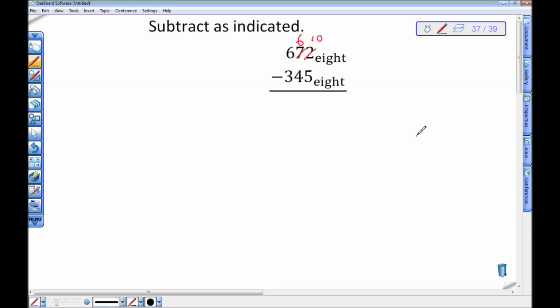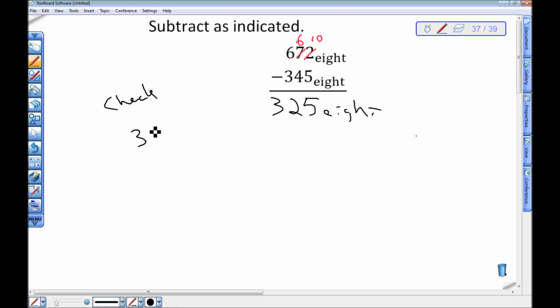I don't need to borrow anymore. 10 minus 5 is 5. 6 minus 4 is 2. 6 minus 3 is 3. This difference is 325 base 8. Of course, you can check by adding. You can always check by adding. You can check by changing these into base 10 numbers and then doing the math out. Let's check this one by adding quick.